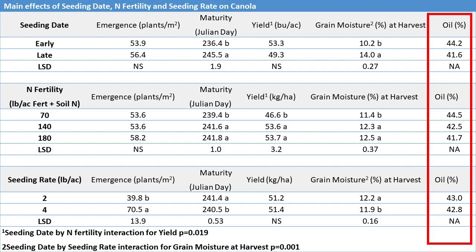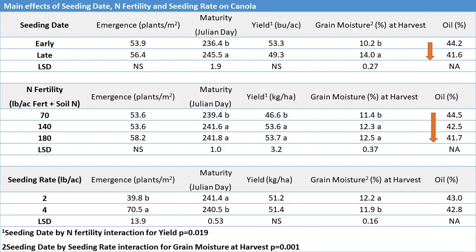These values are based on single samples bulked over 4 reps for each treatment. Thus, the values aren't statistically analyzed. However, there is some evidence to suggest that late seeding or high rates of nitrogen reduce the oil yield of canola. Reducing yield potential by late seeding or applying nitrogen likely favored the production of grain protein over oil.